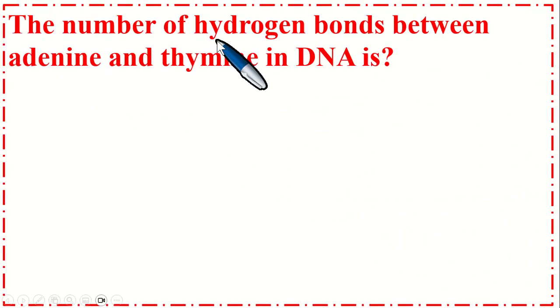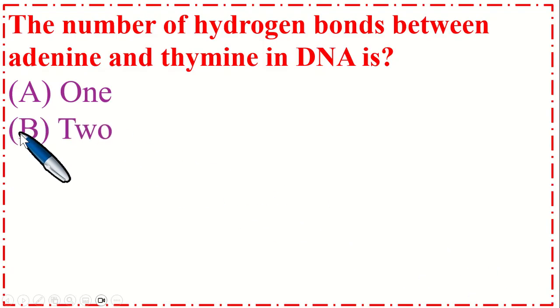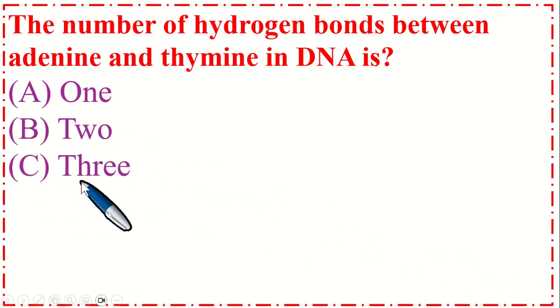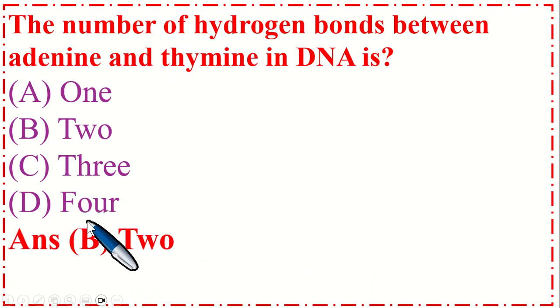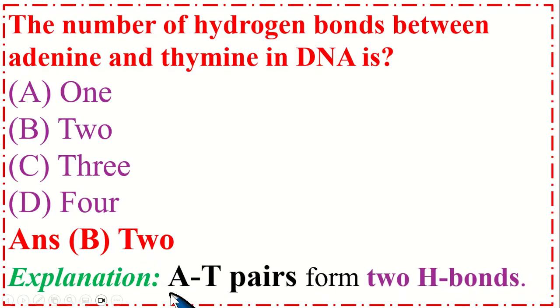The number of hydrogen bonds between adenine and thymine in DNA is option A 1, B 2, option C 3, and option D 4. So the correct option is B, 2. It means adenine and thymine have two hydrogen bonds. Adenine pairs with thymine to form two hydrogen bonds.